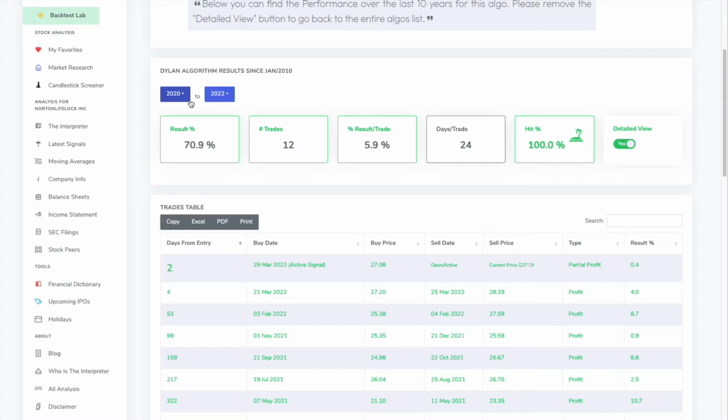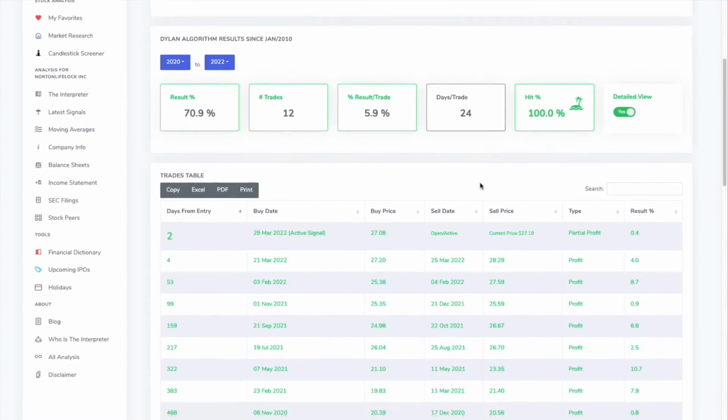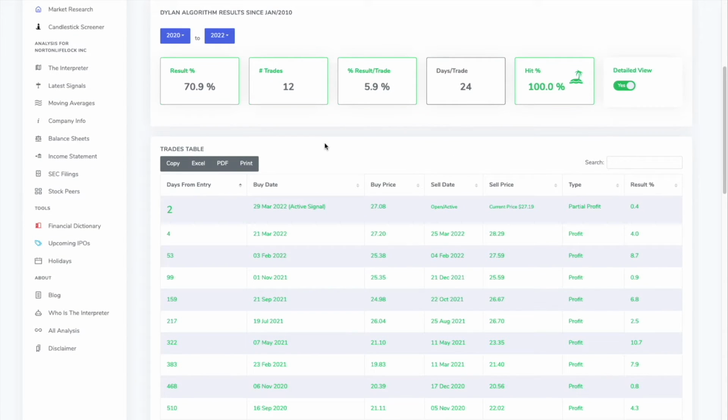Here we see the performance in the past 2 years, and Dylan gave us a 70.9% profit. There were 12 trades in total during that time frame, at an average 5.9% profit per trade, and each trade lasting on average 24 days, some more, some less, while giving us a profit on every trade for the past 2 years. Down here in the trades table is where we see the past and the active signals given to us from the Dylan algorithm for this stock.